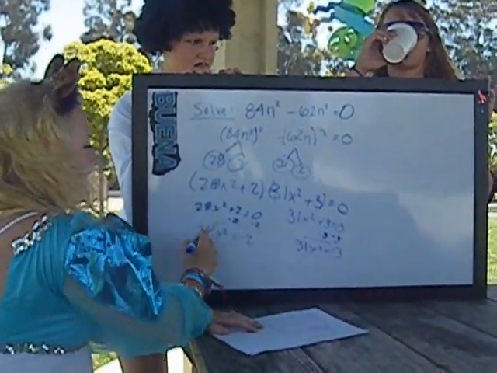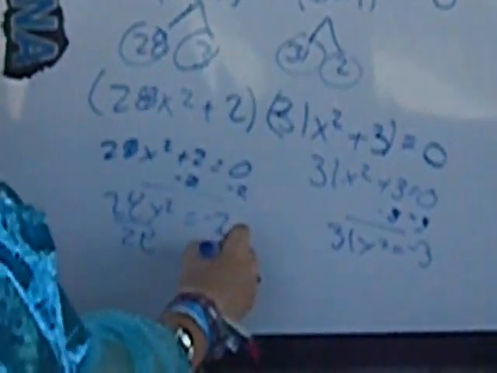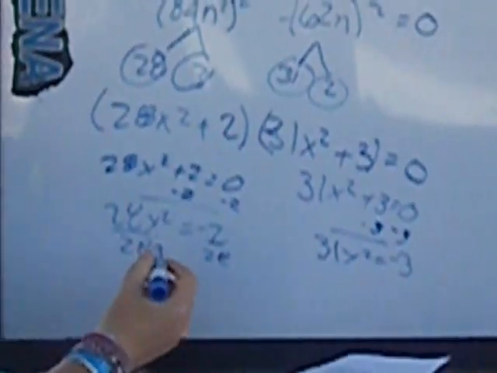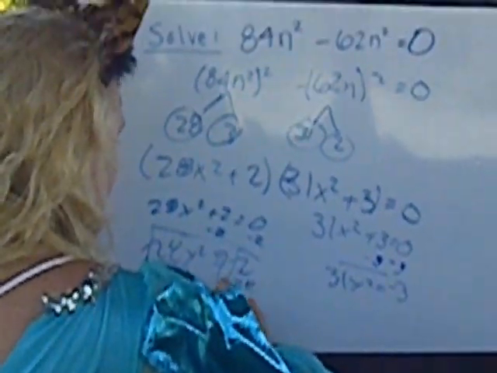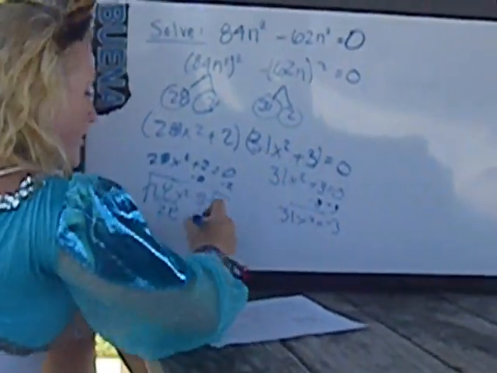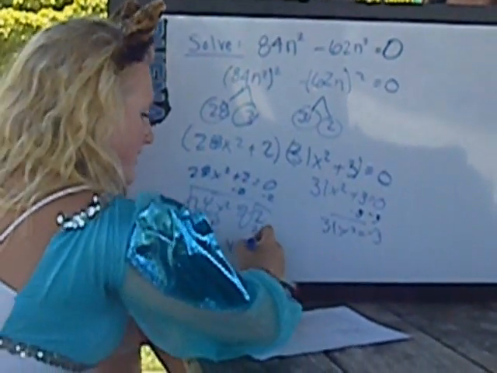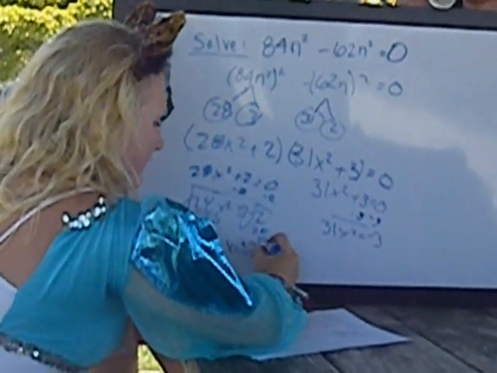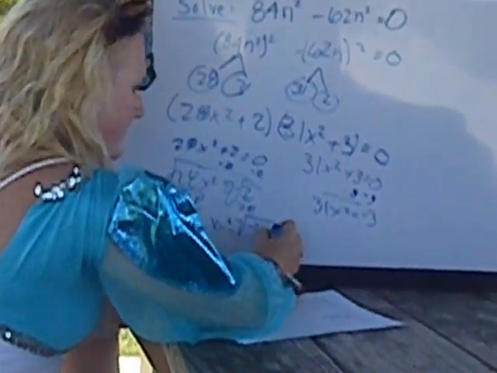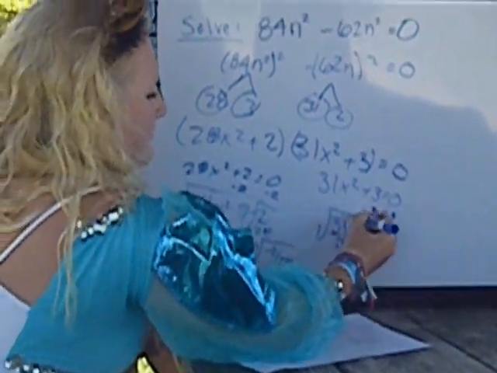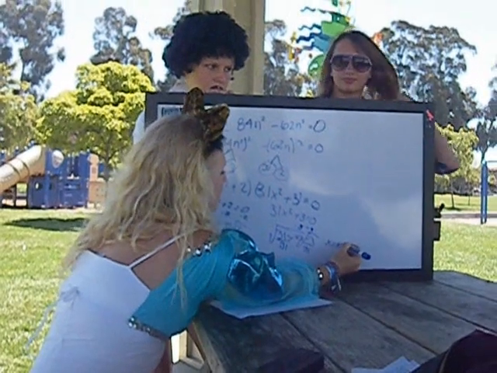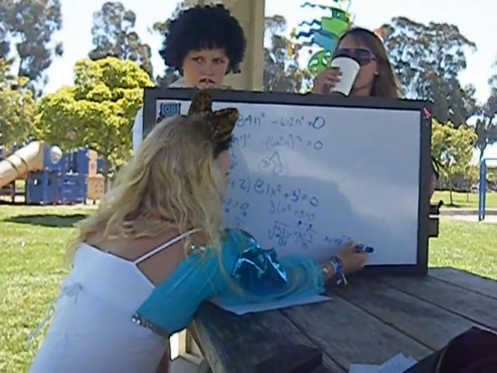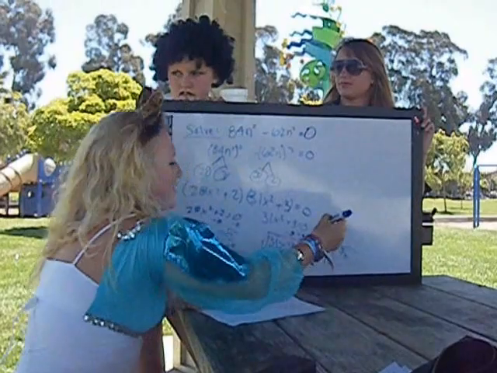Then we're going to divide by 28. And last, because we have an x squared, we're going to take the square root of each side, and we end up with x equals plus or minus, because we're taking the negative square root, of negative 2 over 28. And for this one, we divide by 31 and also take the square root, and we're left with x equals plus or minus the square root of negative 3 over 31. And those are our two answers.